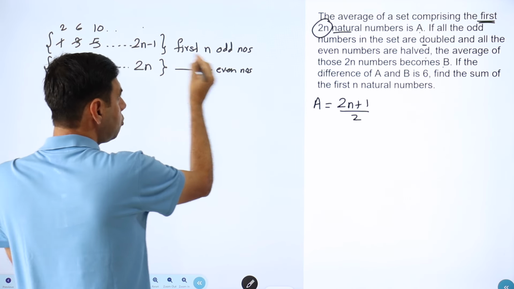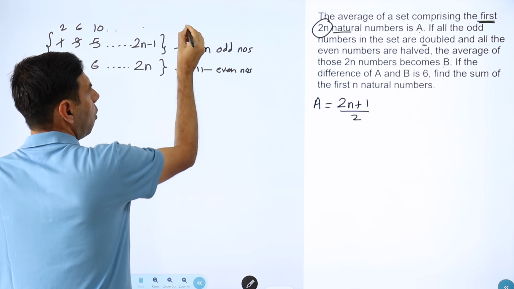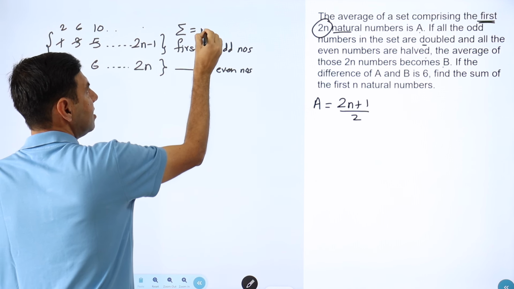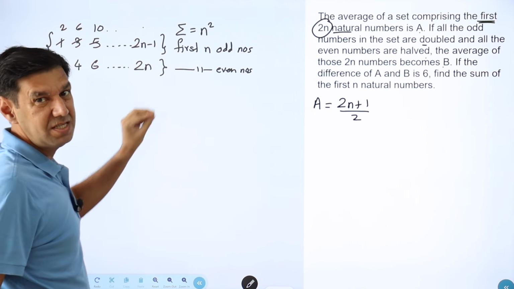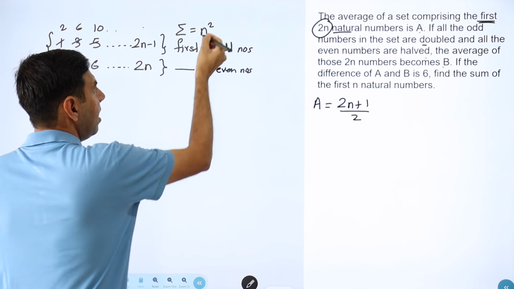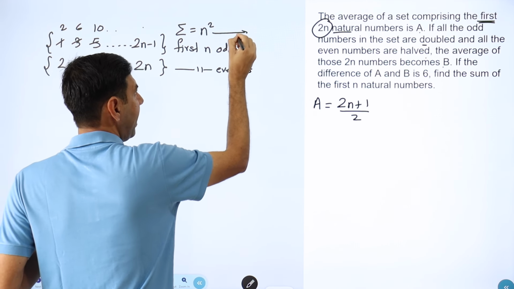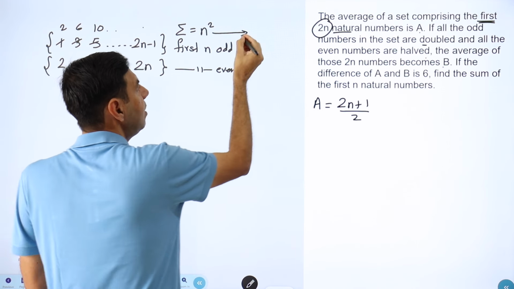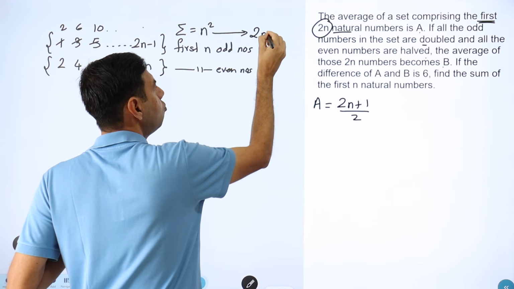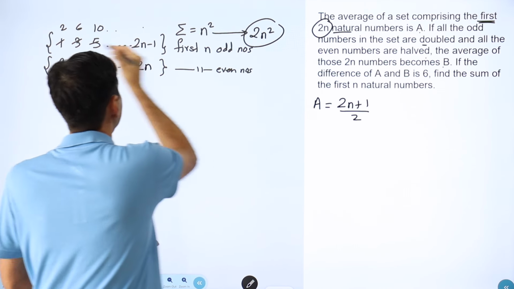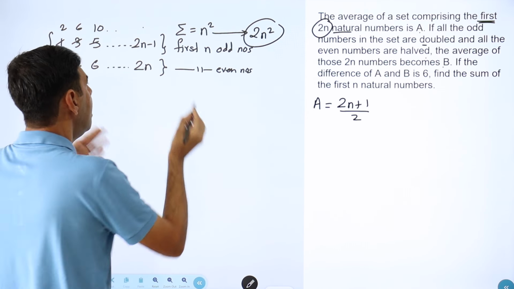So you should know that the first n odd numbers, the sum of these is nothing but n square. Now this is expected at this last stage of your CAT prep, knowing this. Now this n square will change. Okay, every number has doubled, so the sum will also double. So it's going to become 2n square. This is the sum of the new changed values.